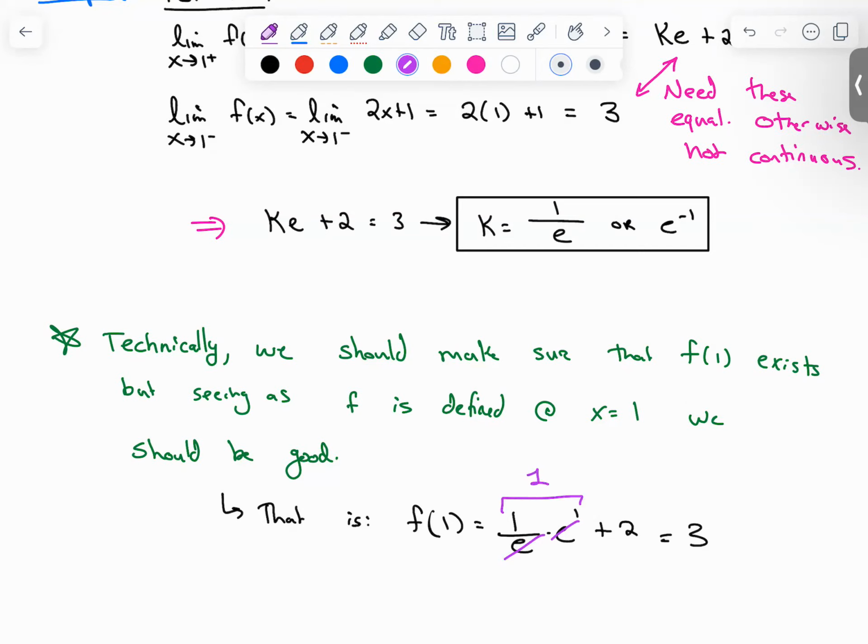Technically speaking, you should, but these problems end up being very involved anyways. So basically by virtue of the function being defined well enough, we can usually kind of skip that part. Any questions on that?